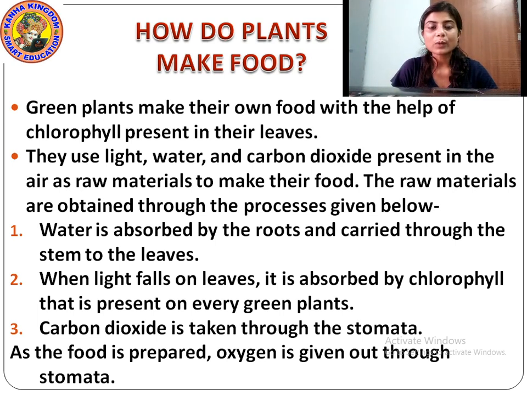It absorbs the water and it is transported by the stem to the different parts and to the leaves of the plant, and light is trapped by the chlorophyll that is present in the leaf, and carbon dioxide is taken through the stomata from the air. And as the food is prepared, oxygen is given out through the stomata. The oxygen is produced by the stomata, okay, in the atmosphere.